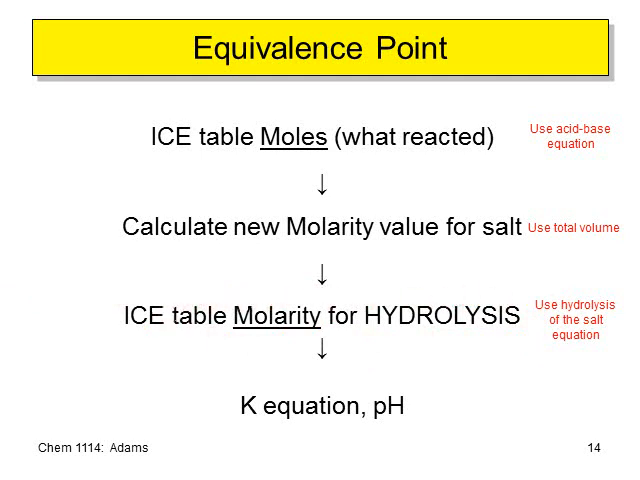So the first step we're going to do is use an ice table to figure out what reacted, again based on moles, using the acid-base reaction equation. Using the total volume, we are going to calculate the new molarity value for the salt. Now, using the salt hydrolysis equation, we are going to use an ice table based on molarity, then use the K equation and get a pH. Again, this is the same exact slide, same methodology. We're just going to use one different equation in one part of it.